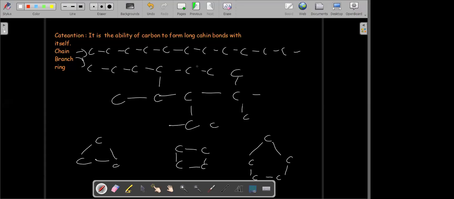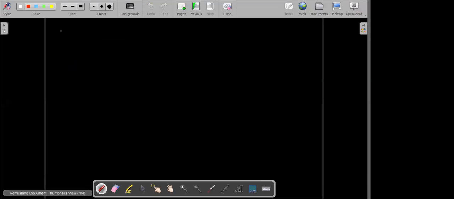All right. So we have studied about catenation. We have studied about versatility. We have studied about allotropy of carbon. We'll see allotropy in the case of sulfur also. Let's see how sulfur shows allotropy. So, allotropy of sulfur and phosphorus. With this, the physical properties of carbon will end. Allotropy of sulfur and phosphorus.